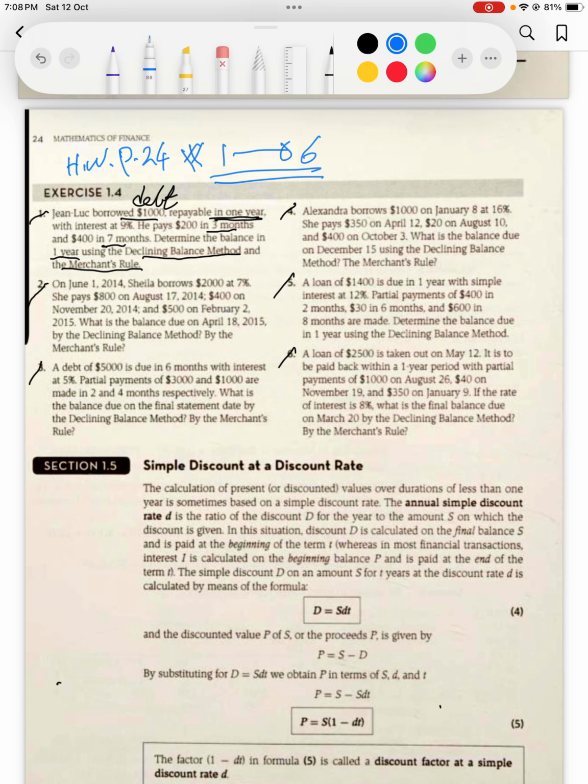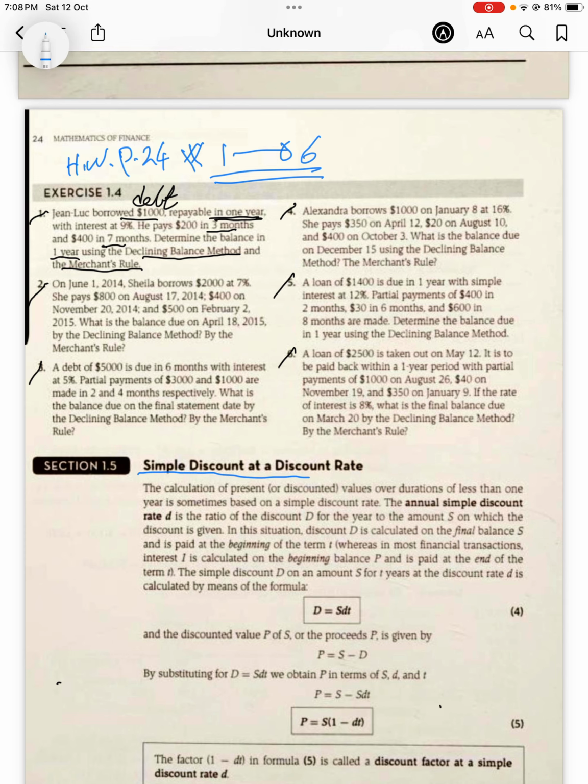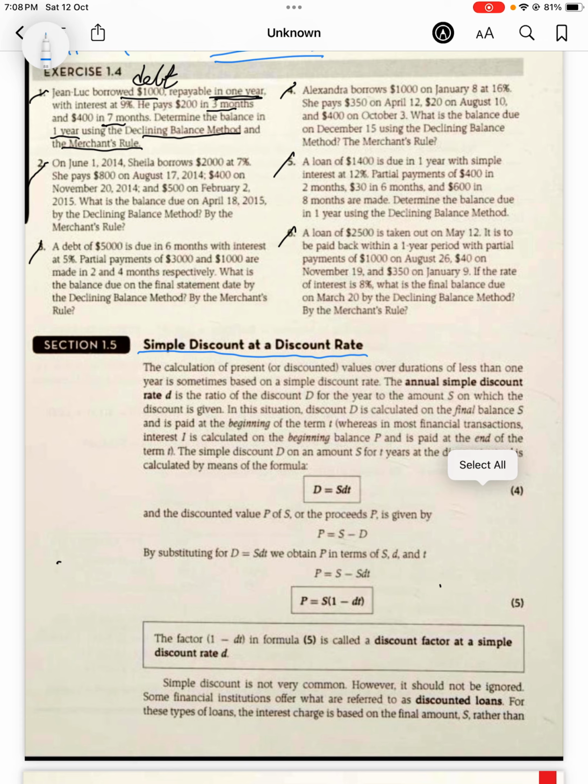Today in our video we will discuss the last section in chapter 1, simple discount at a discount rate. The calculation of present or discounted values over a duration of less than 1 year is sometimes based on a simple discount rate. The annual simple discount rate d is the ratio of the discount D for the year to the amount S on which the discount is given.